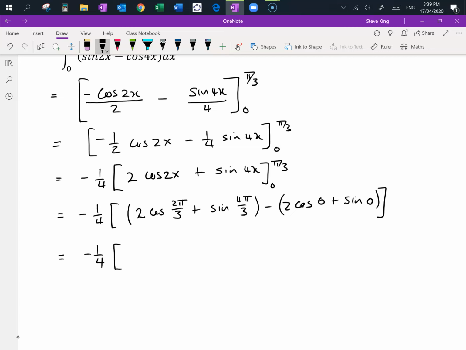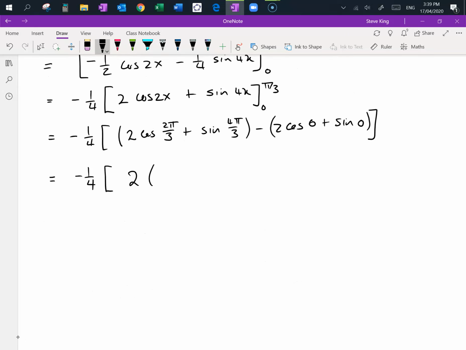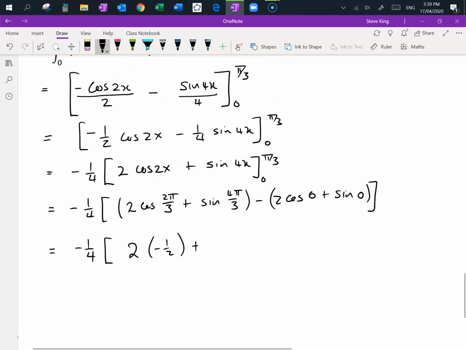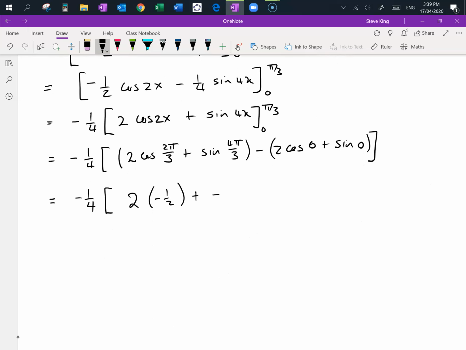And I'm talking about the cos of 2 pi over 3. The 2 pi over 3 is in the second quadrant, and that's going to be the same as minus the cos of pi over 3. The cos of pi over 3 is 1 over 2, so this is going to be 2 times minus a half. Sine of 4 pi over 3: 4 pi over 3 is in the third quadrant. Sine is negative in the third quadrant. The sine of pi over 3 is root 3 over 2, so this is going to be minus root 3 over 2.